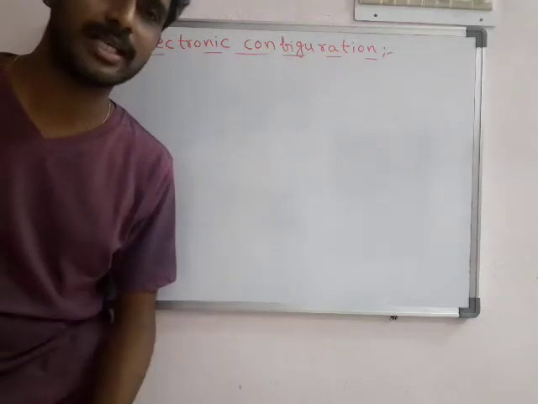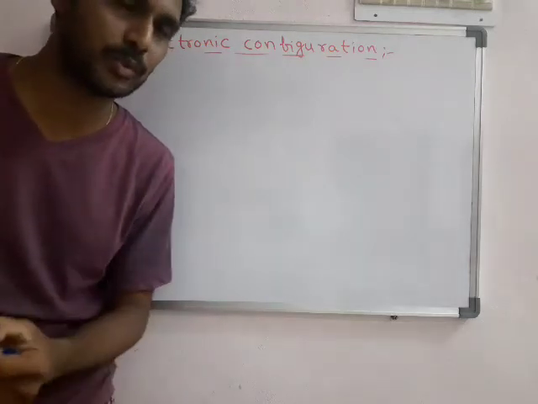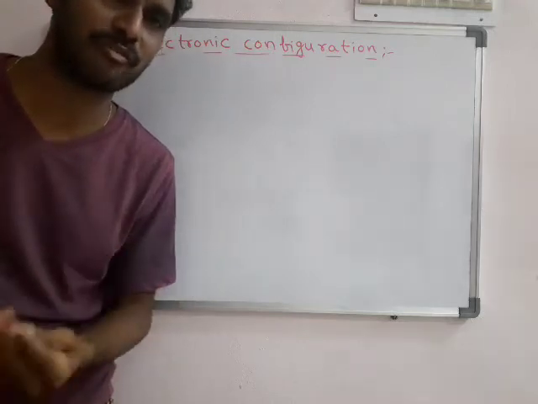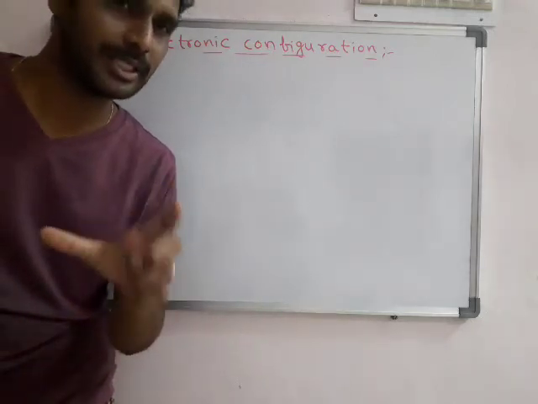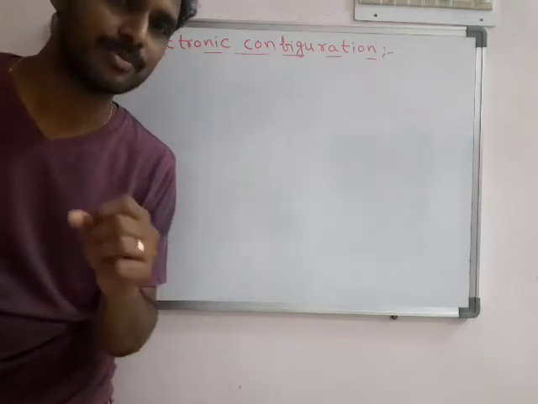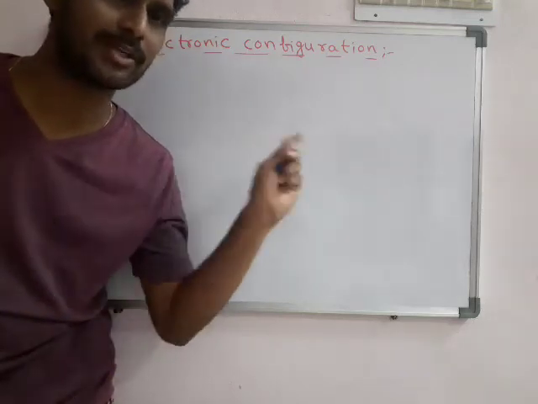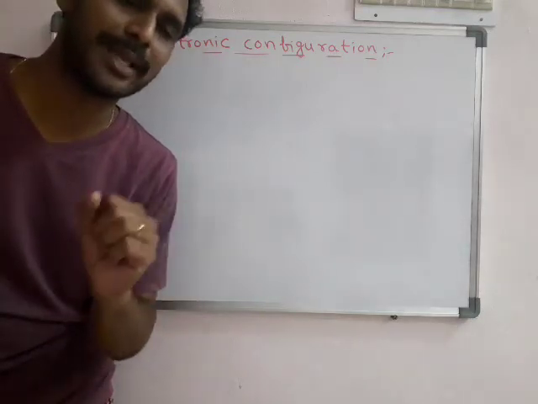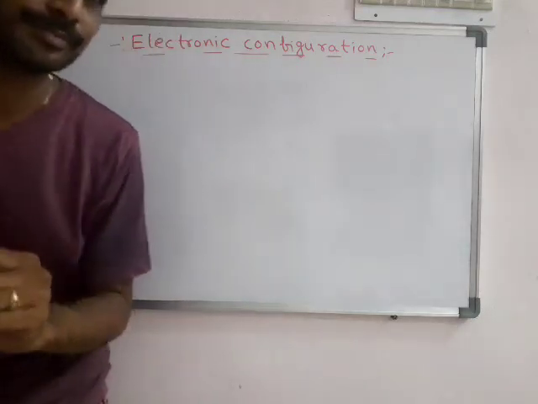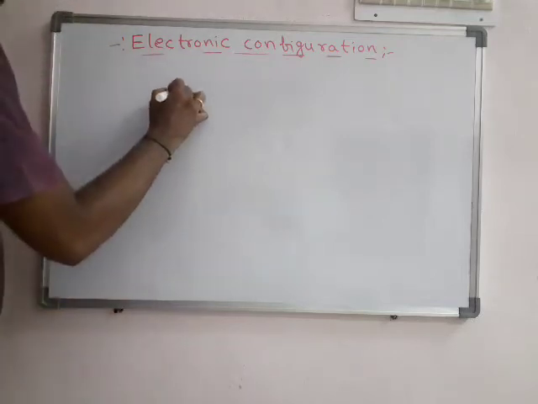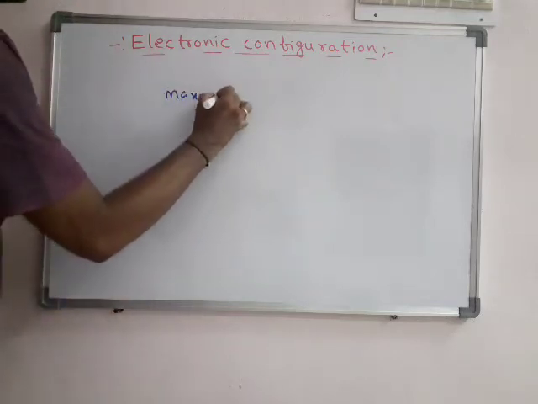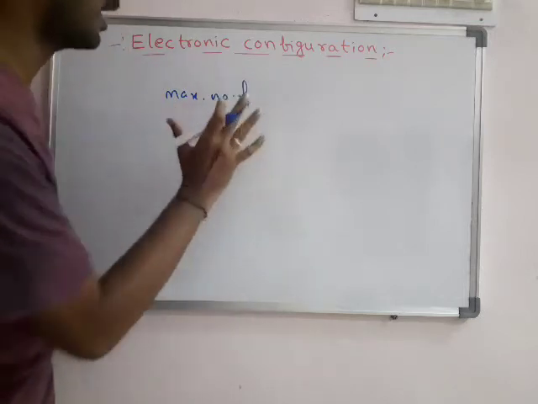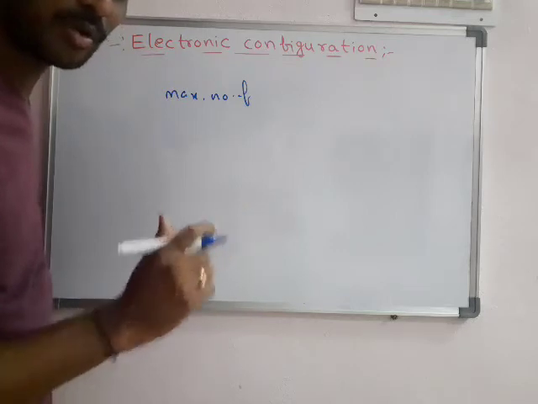Okay, so yesterday we discussed the Bohr-Bury rules. The Bohr-Bury rules also tell about the distribution of electrons. So based on those rules, the distribution given is known as electronic configuration. So what are the main rules in the Bohr-Bury rules? That is the maximum number of electrons. Based on these rules, we are going to write the distribution that is called electronic configuration.